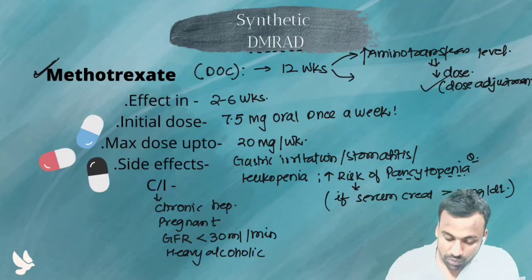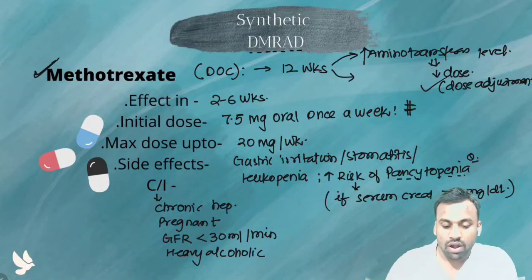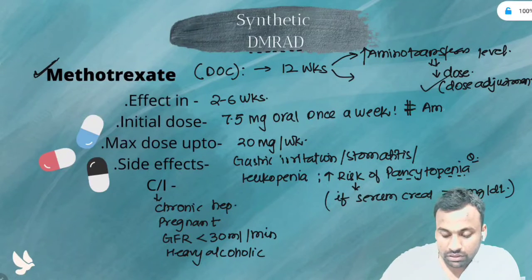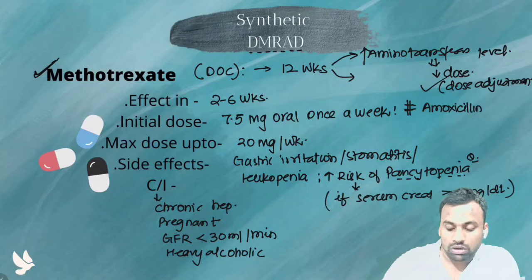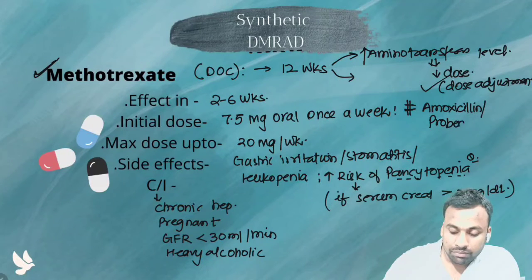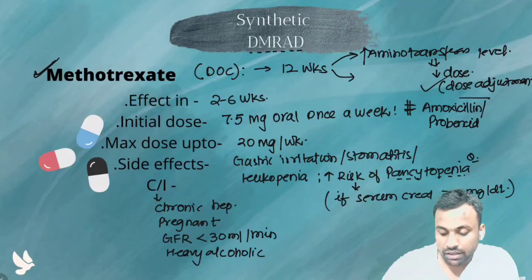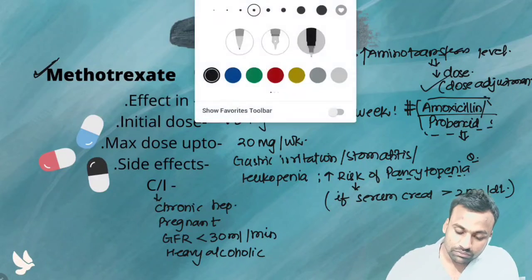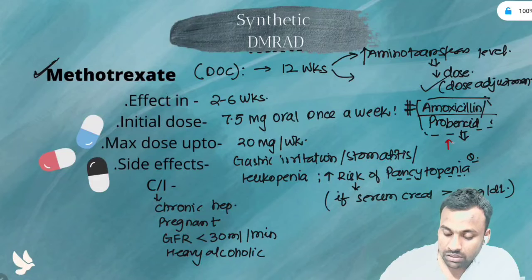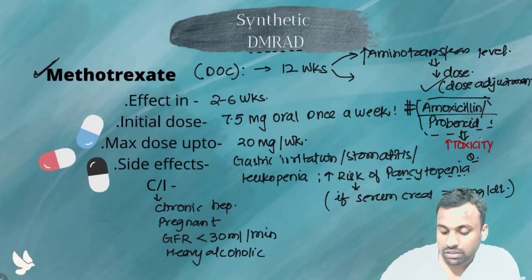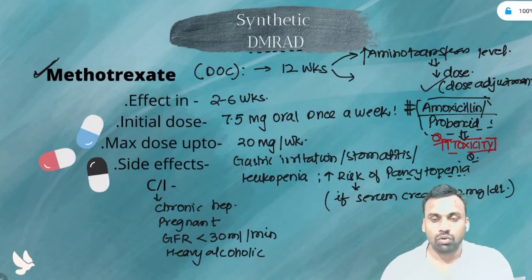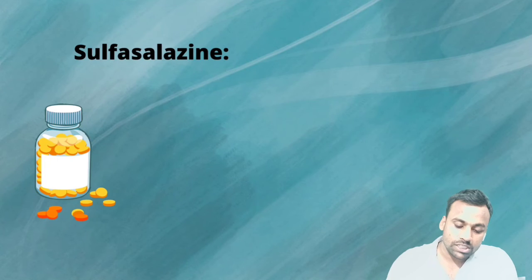And also one point: if the patient takes methotrexate, we should avoid giving amoxicillin or probenecid, because these two drugs increase its toxicity, and this toxic effect may also lead to bone marrow suppression or hepatic problems in the patient. Okay, next we can study sulfasalazine.